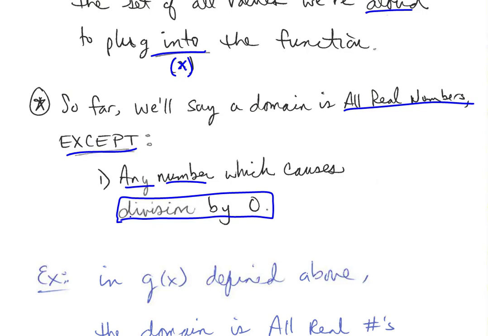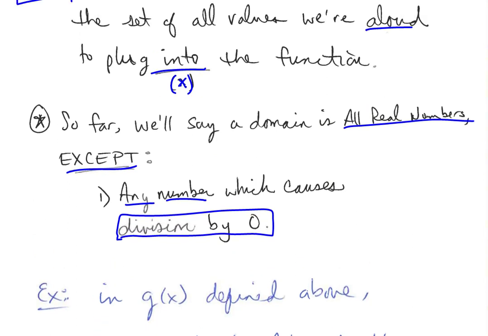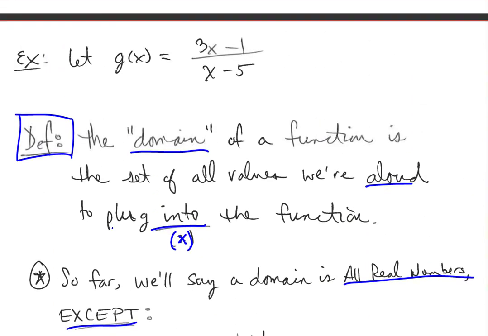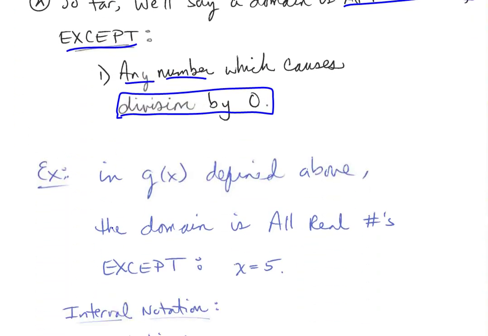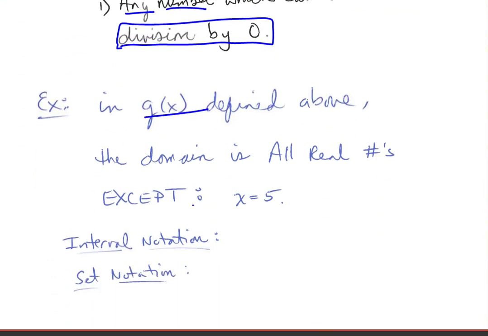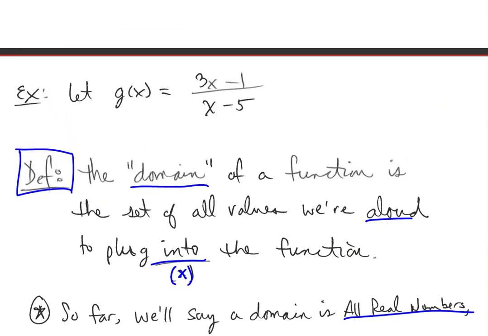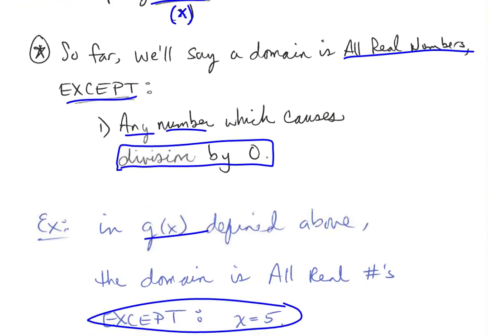So, for example, in g of x defined above, remember, we said way above, g of x was 3x minus 1 over x minus 5. That was defined as a fraction. So in that function g of x defined above, the domain is all real numbers except x equals 5. Because, think about that, if you go back up to where that's defined, if you were to plug in 5 for x, look at the denominator. It would be 5 minus 5, which is 0, but we can't have that.